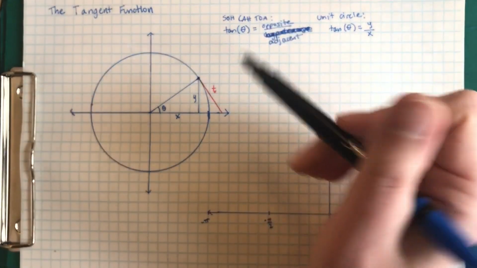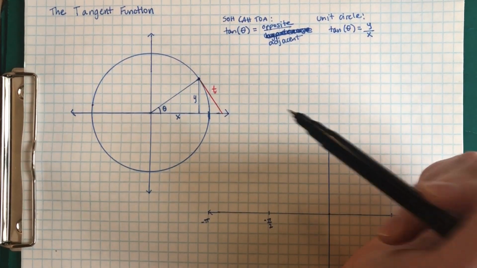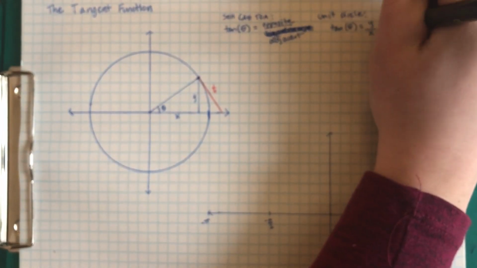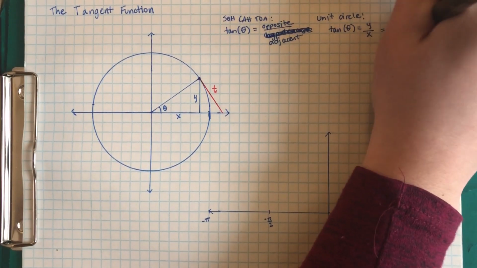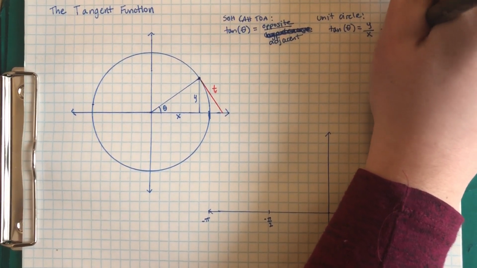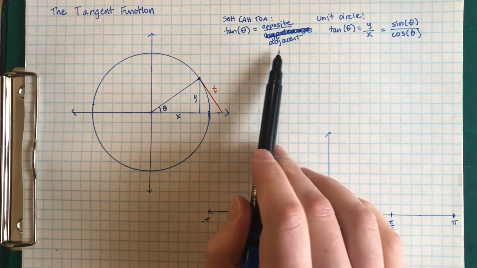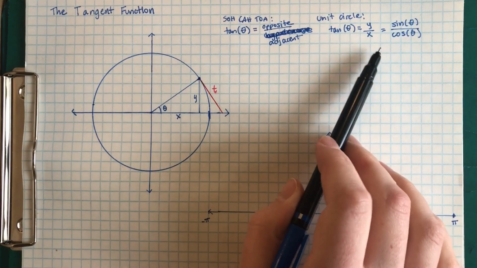But we also know that y is the sine of theta and x is the cosine of theta, so that means the tangent is also sine over cosine. So any of these definitions, opposite over adjacent, y over x, sine over cosine, will work.